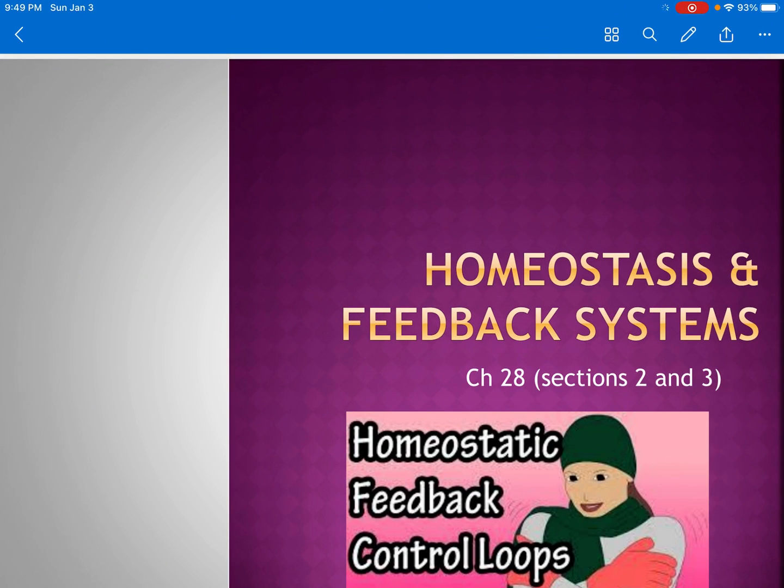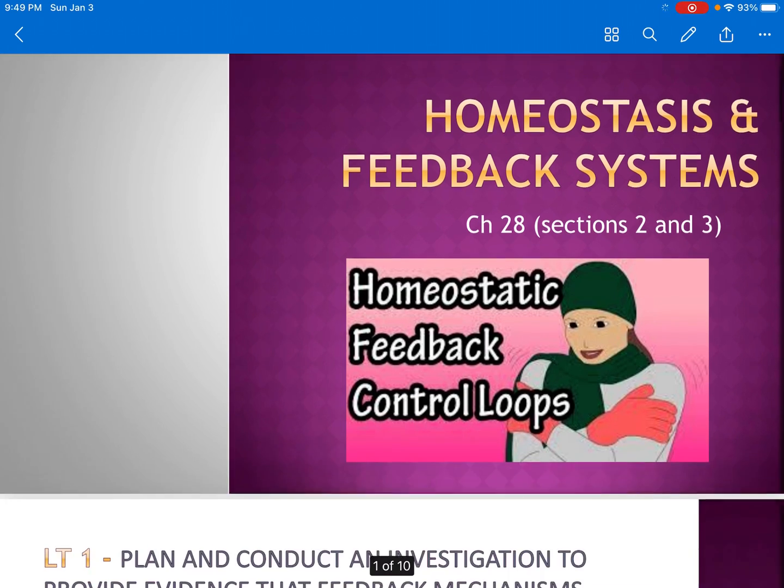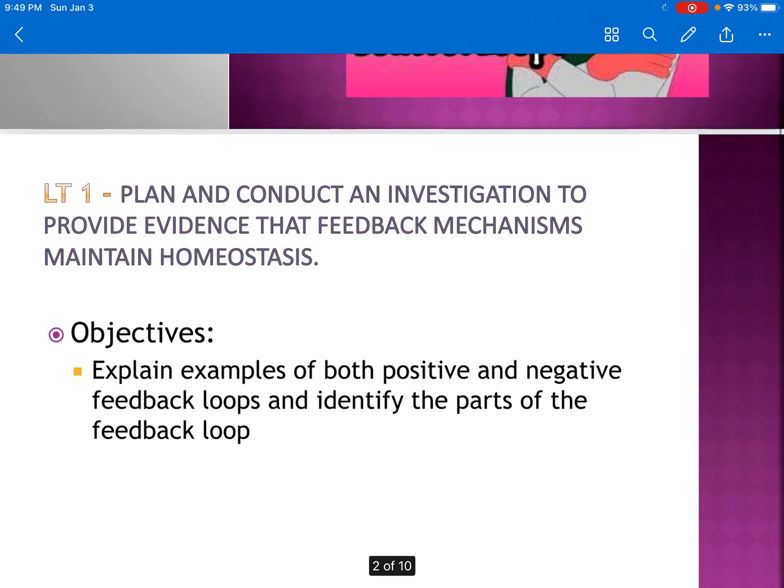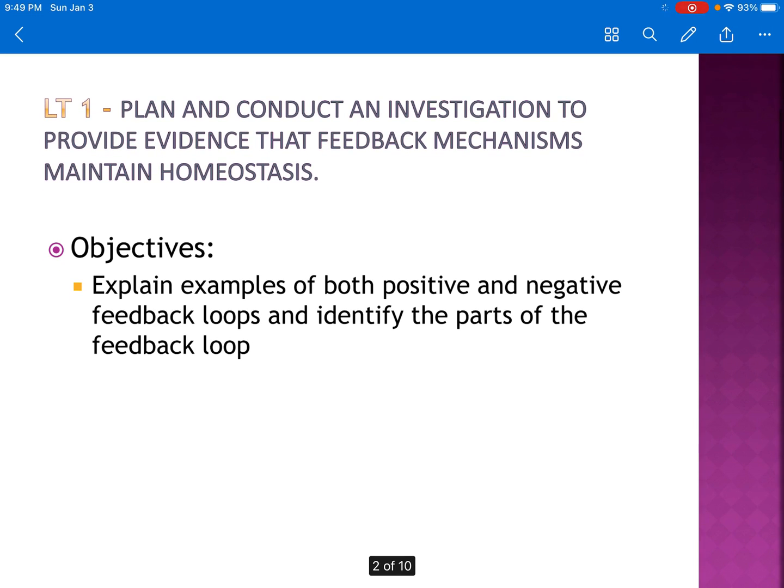All right, we're on part 2 of our homeostasis and feedback systems PowerPoint as part of our unit. And we still have the same learning target. Remember I said we only had one, and that's that later on you're going to plan and conduct an investigation to provide evidence that feedback mechanisms maintain homeostasis.